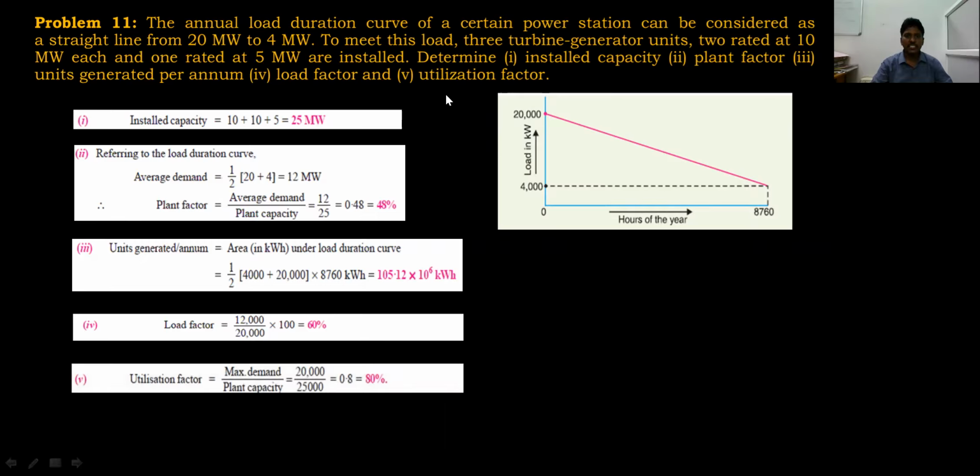And utilization factor is maximum demand divided by plant capacity. Maximum demand is 20,000 divided by plant capacity, which is 25,000. That gives you 0.8 utilization factor, or sometimes you can call it an 80% utilization factor.